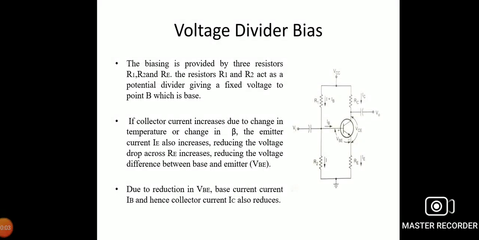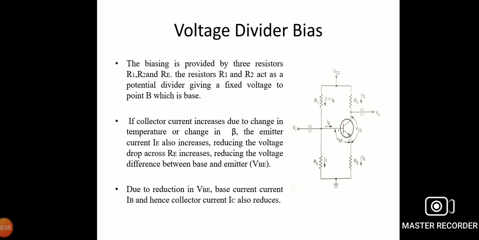In this lecture, EC 8351 Electronic Circuits 1. In the previous session, we studied the biasing of discrete BJT. This session is a continuation of the various biasing methods of BJT: the voltage divider bias type.